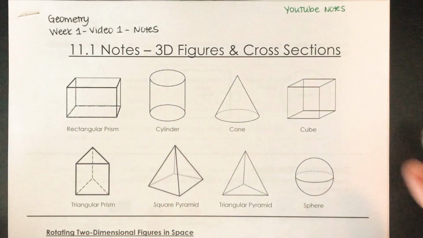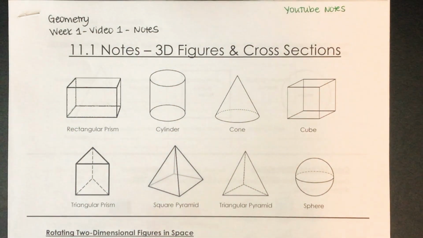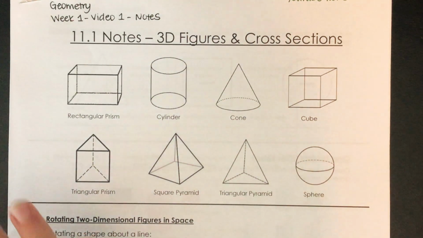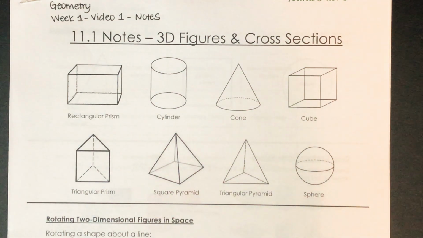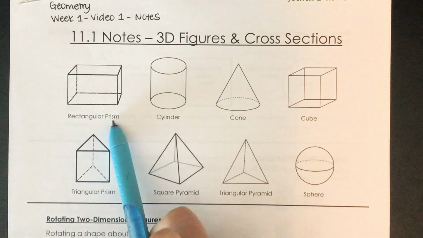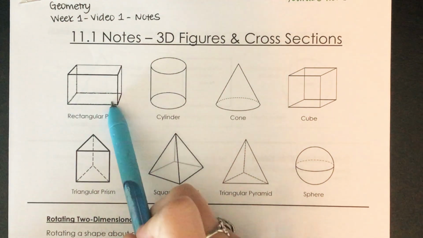So with 3D figures, there are a couple of different types of figures that you're going to see. And you've probably seen a lot of these shapes before, whether in another math class or around your house. The first type is called a rectangular prism. A prism is something that looks like a box.